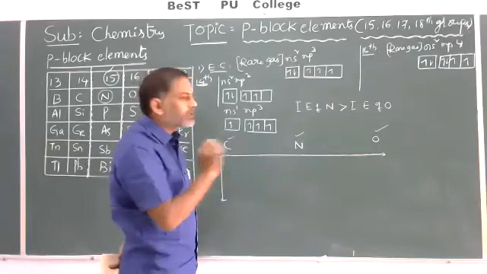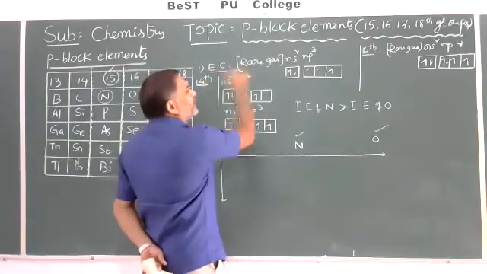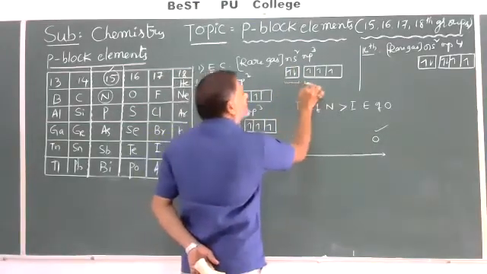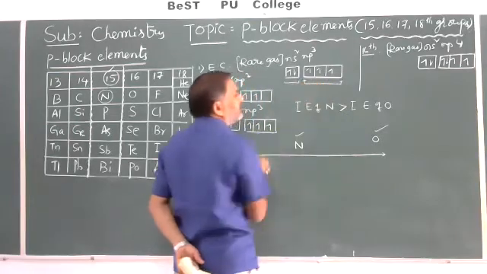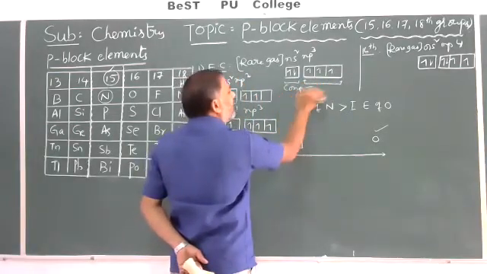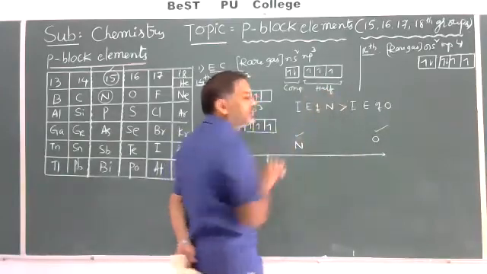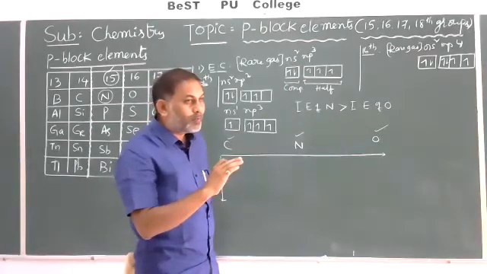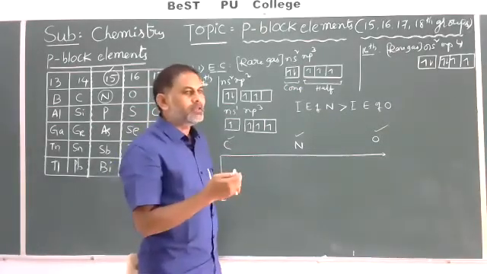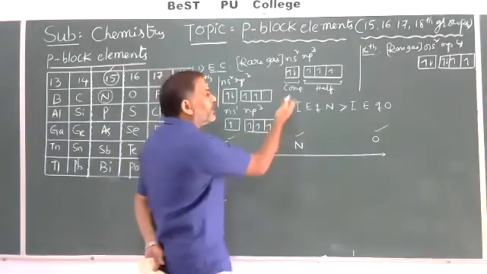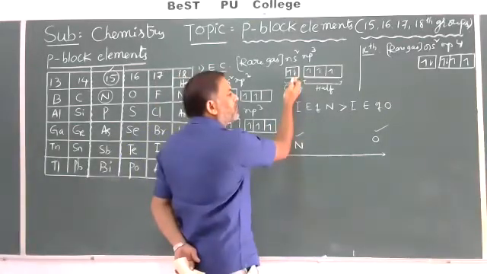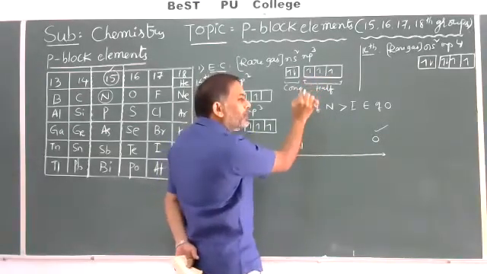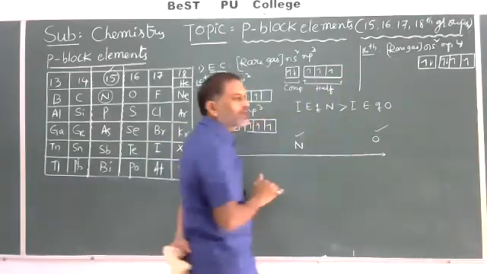Once we observe the general electronic configuration of the 15th group elements, the nitrogen family, it is half-filled. According to Hund's rule, half-filled or completely filled orbitals are more stable. You get extra stability. It is more stable because it is half-filled. More stable means it is somewhat difficult to remove the electron from its outermost orbit.